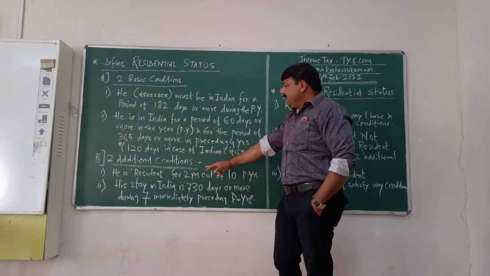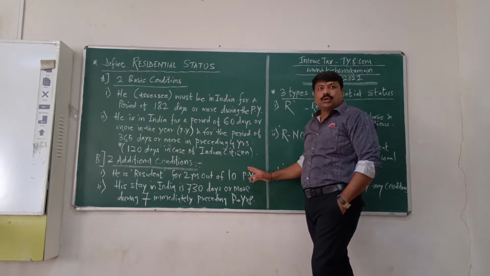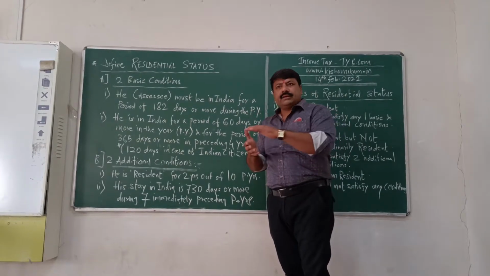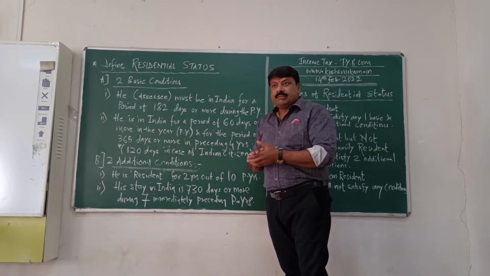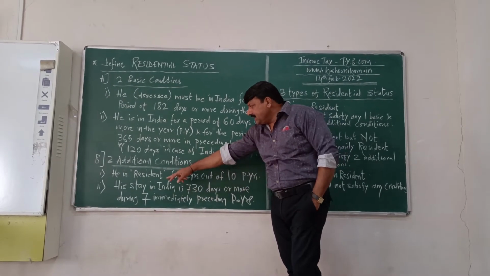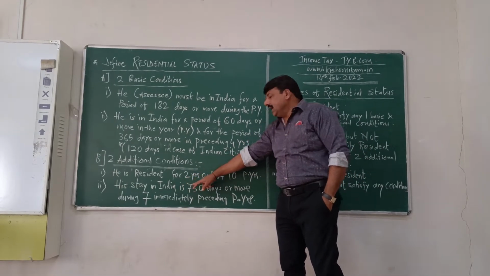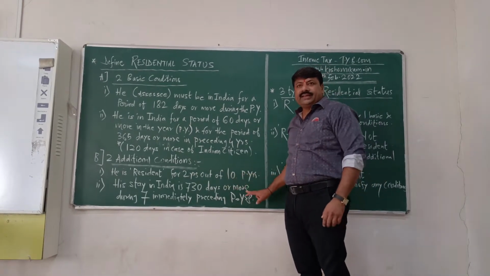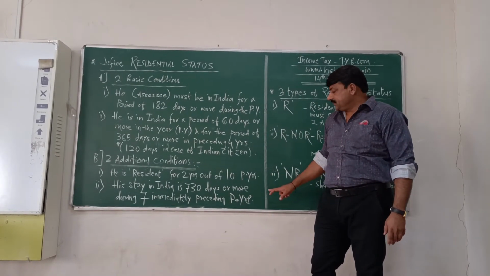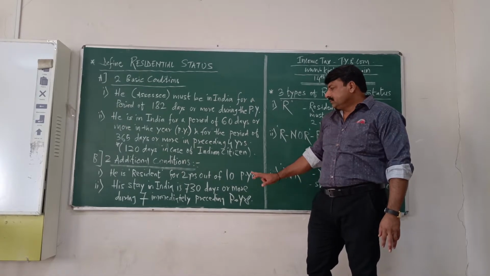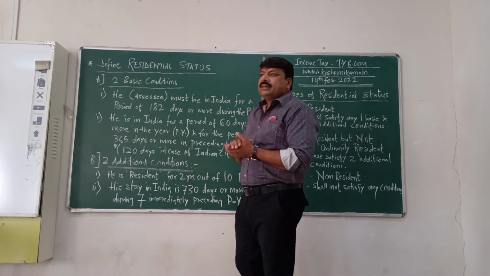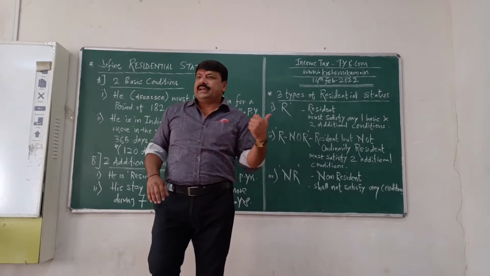Number one, he is a resident for 2 years out of the 10 previous years. For 8 years he may be a resident but not ordinarily resident, but for at least 2 years he must be a resident. We will see who is resident. The second additional condition is his stay in India is 730 days or more during the immediately preceding 7 years. Is that clear? 7 immediately preceding previous years. So 730 days is the condition for the additional conditions.